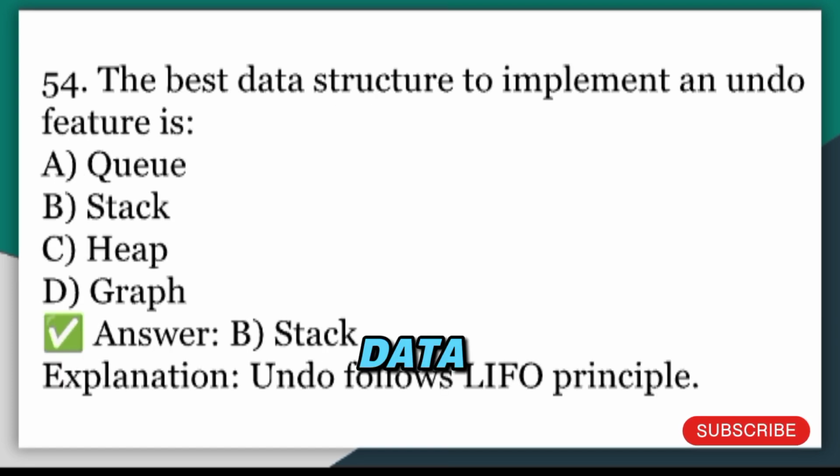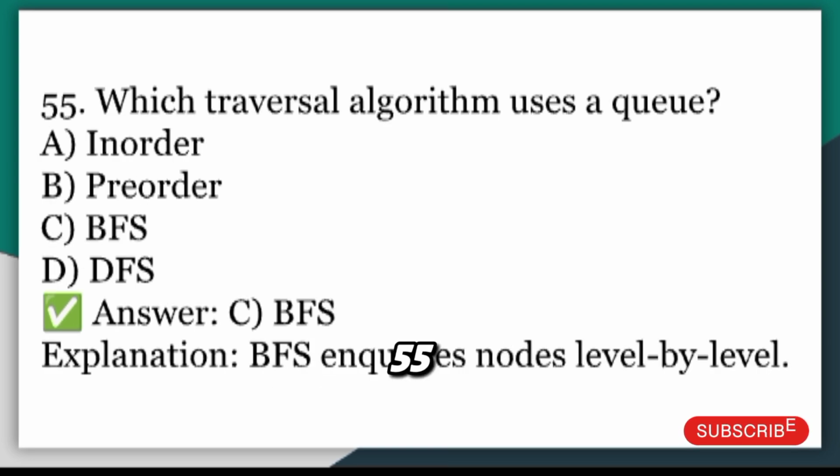Question number 54, the best data structure to implement an undo feature is, so the right option is B, stack. Undo follows the LIFO principle, last in, first out. Question number 55, which traversal algorithm uses a queue? So the right option is C, breadth first search. Explanation: breadth first search queues nodes level by level.